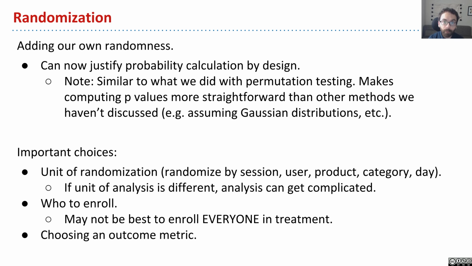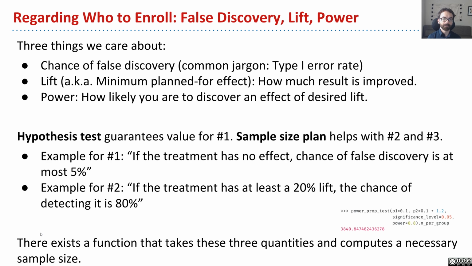But I guess the big picture, the important point, he's saying there's 3 big choices you have to make, and these last 2 we'll unroll a little more. So let's talk about who to enroll. He says that when we're doing these tests, there's 3 things we care about. The first is the chance of false discovery, which is something you and I know well. This is basically just the p-value, right? The p-value tells us, under the null hypothesis, what's the likelihood we would see what we saw. But he also introduces 2 new terms we had not seen previously in the class. We saw lift, which is how much the result is improved, and I'll give an example in a moment. And power is how likely you are to discover an effect with that amount of lift.